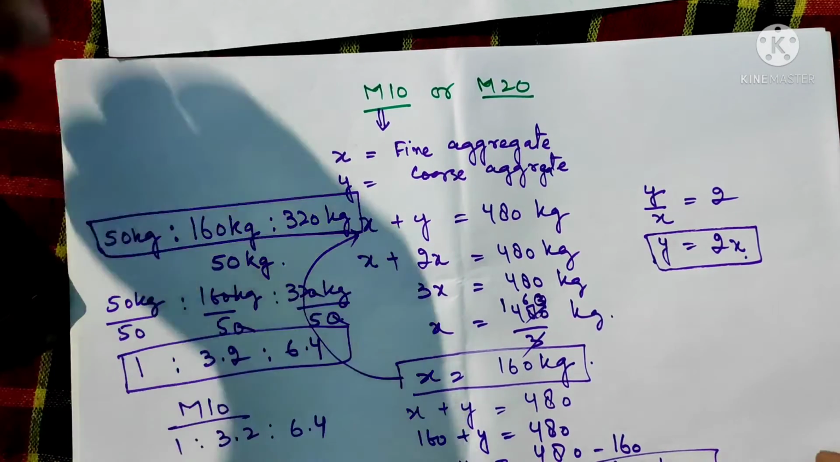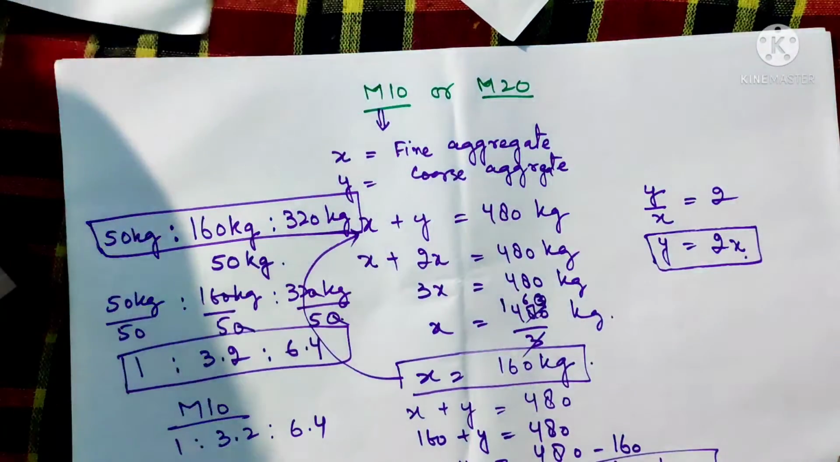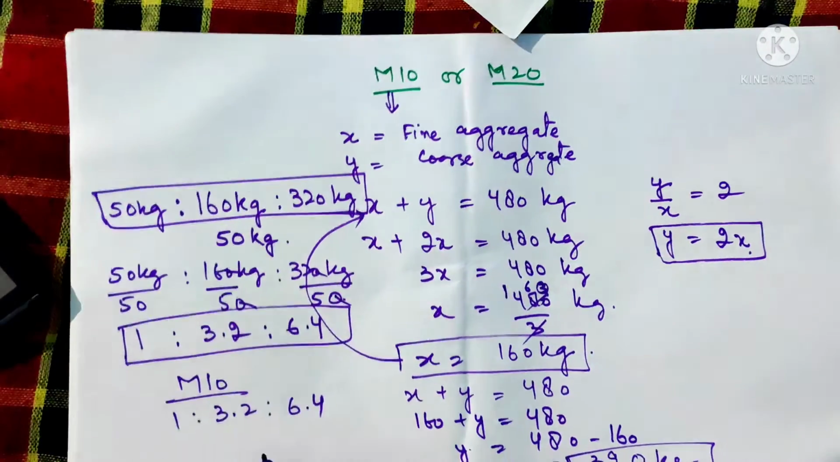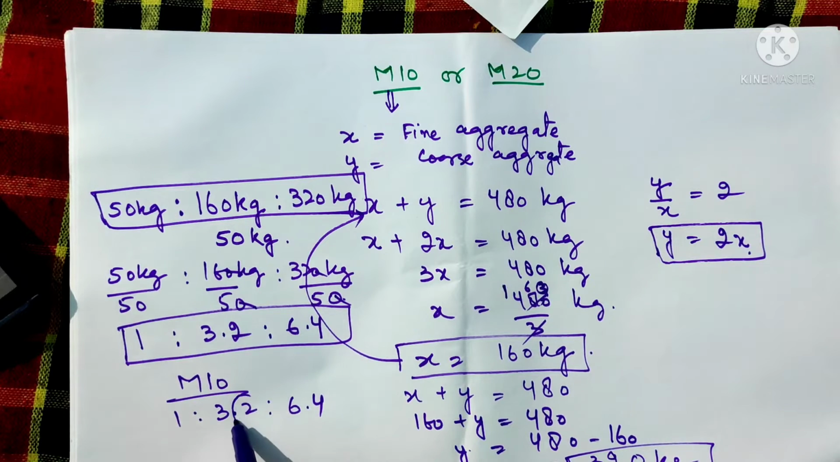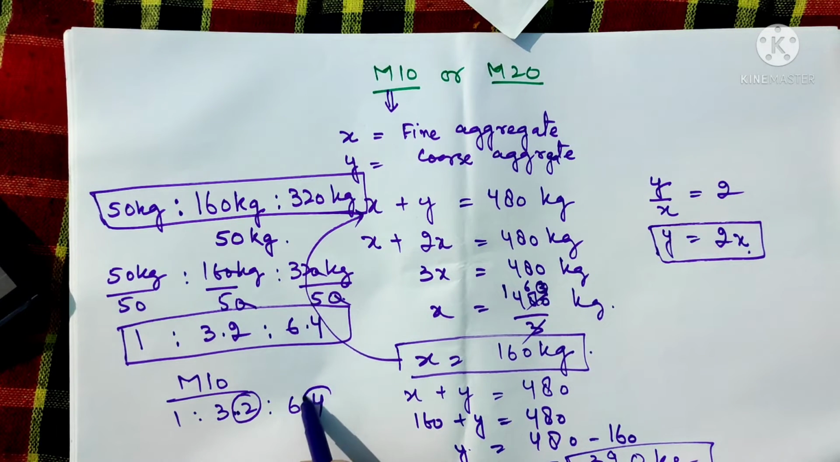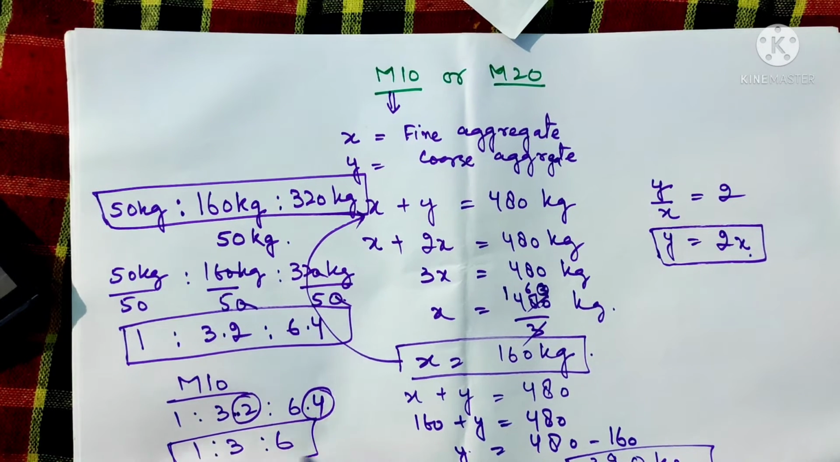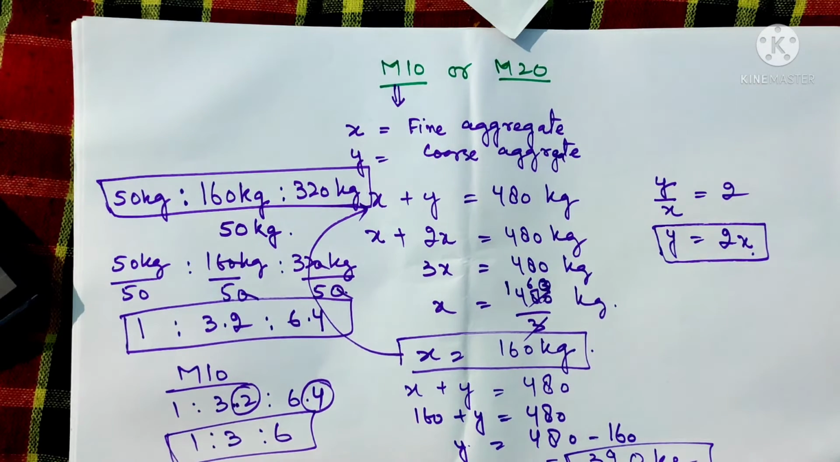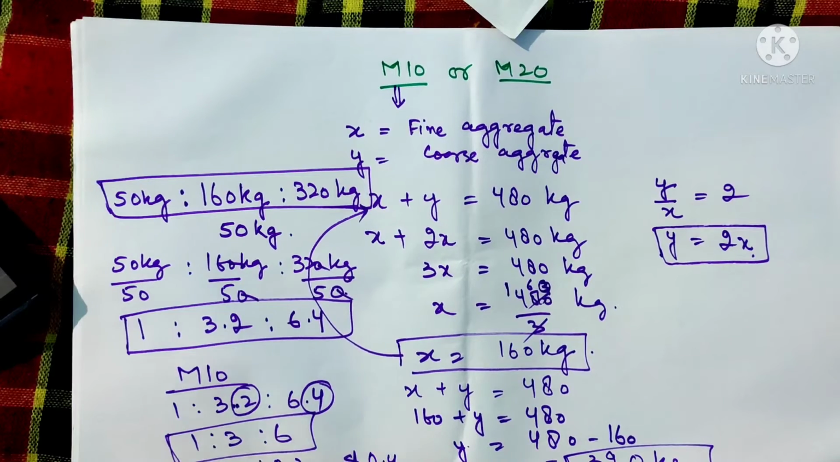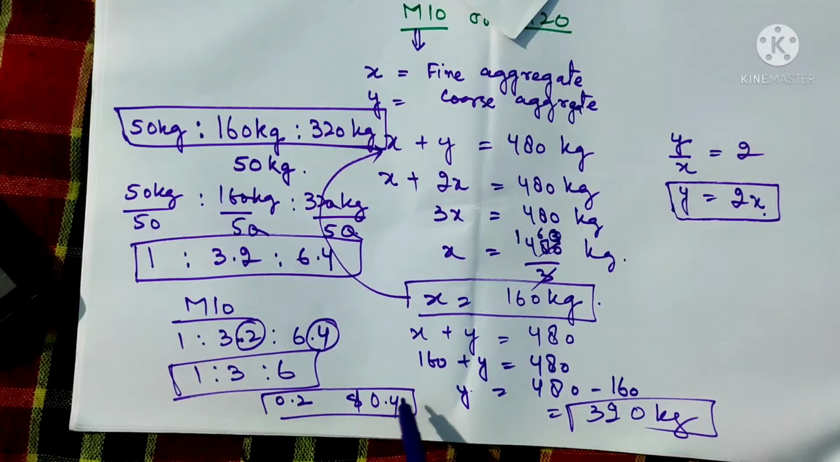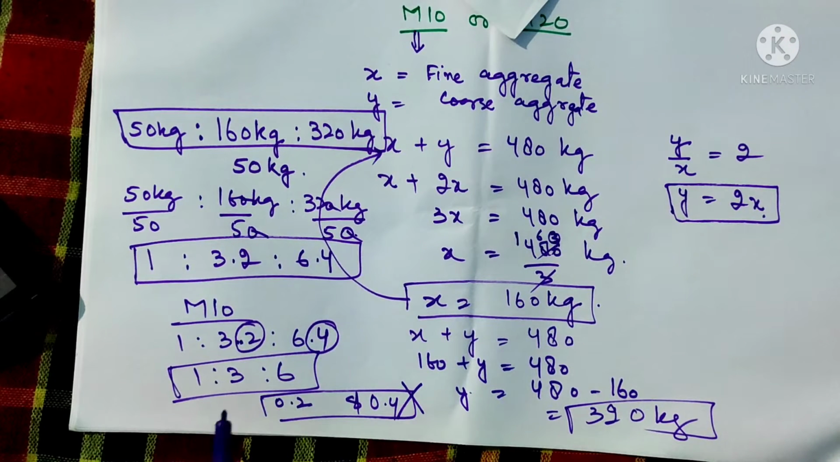What is the actual ratio? What is the ratio we usually use? The ratio of M10 is 1 is to 3 is to 6. So here these decimals we don't use them, and we just say let it be 1 is to 3 is to 6. That means 0.2 and 0.4 we don't take these, and we say that M10 is 1 is to 3 is to 6. So this is how we get the ratio.